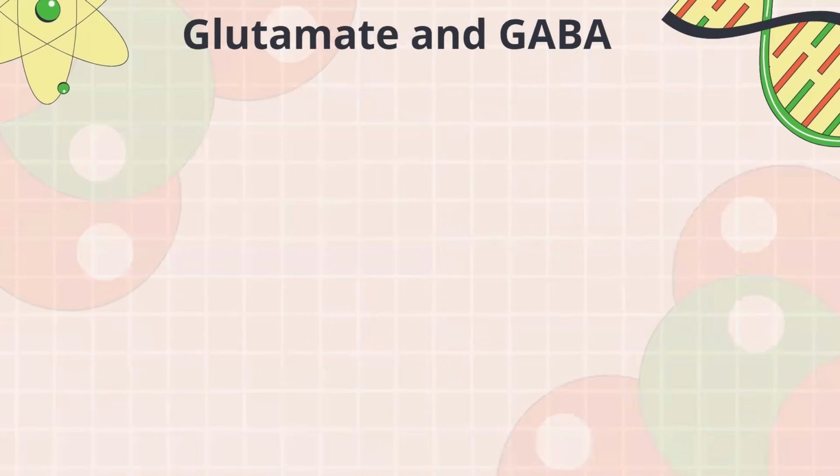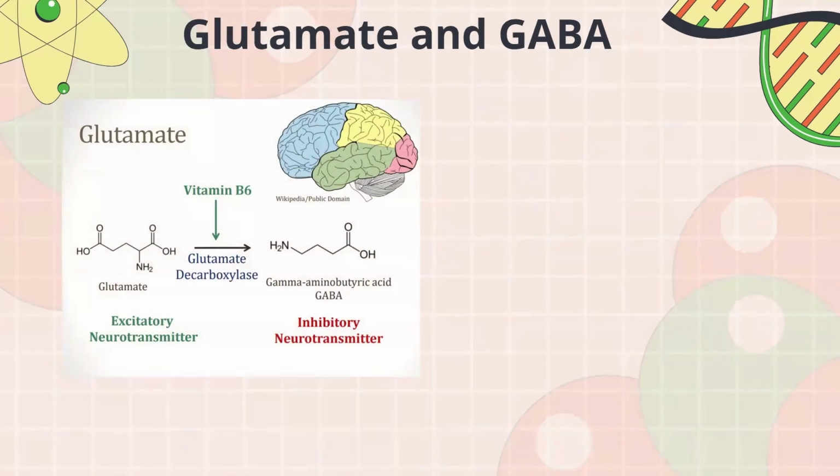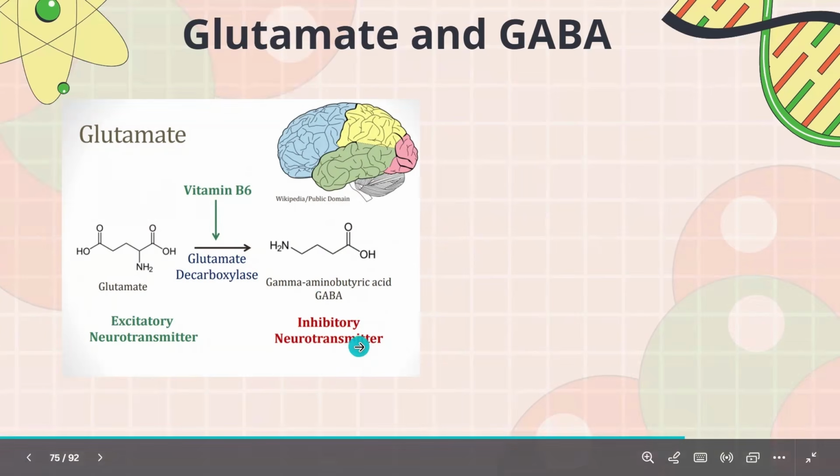And let's talk about now glutamate and GABA. Now, glutamate and GABA are related to each other. Glutamate, which is an excitatory neurotransmitter, is also going to undergo glutamate decarboxylase, supported by vitamin B6. Eventually it's going to form GABA, which is gamma-aminobutyric acid, also short for GABA. It is an inhibitory neurotransmitter.